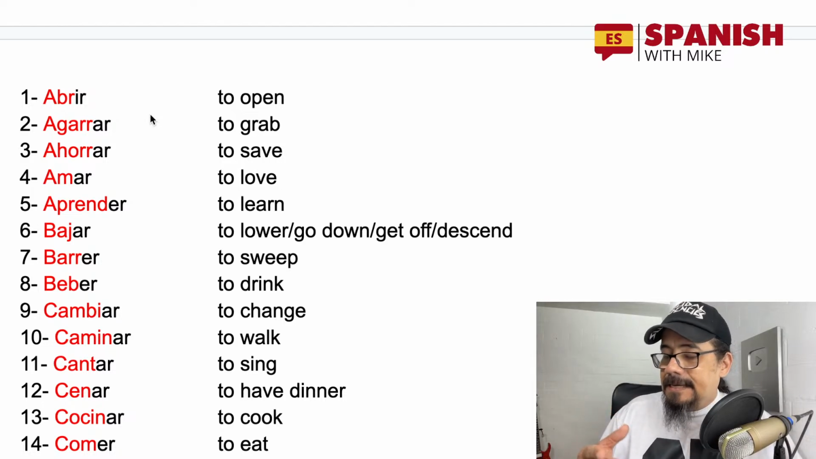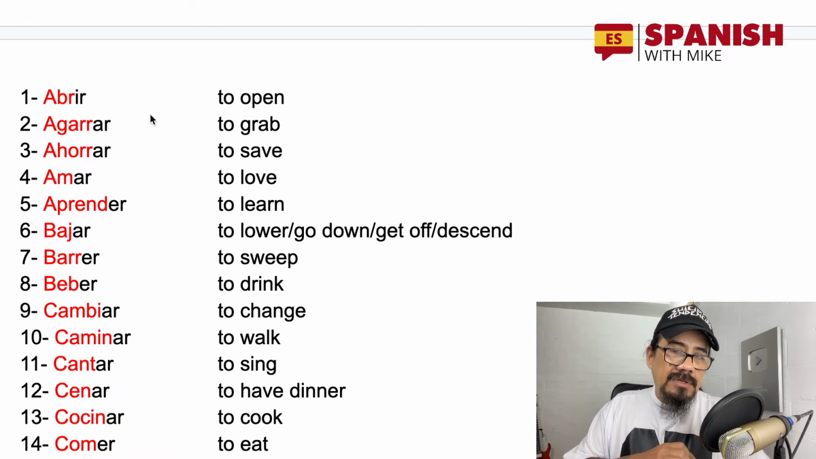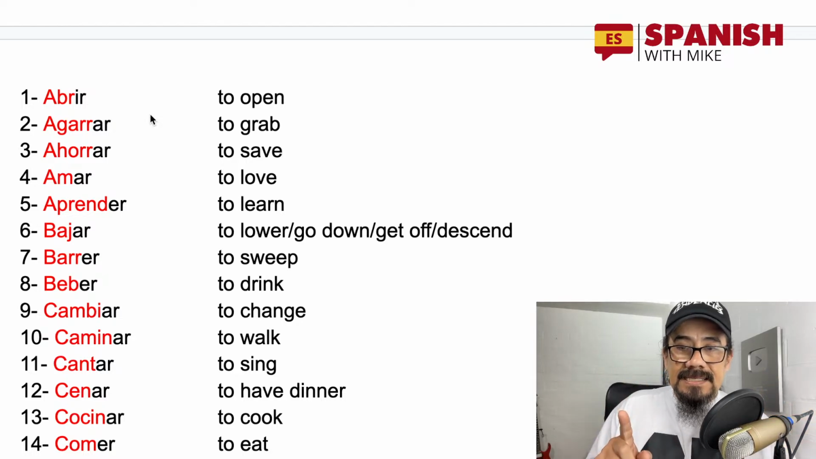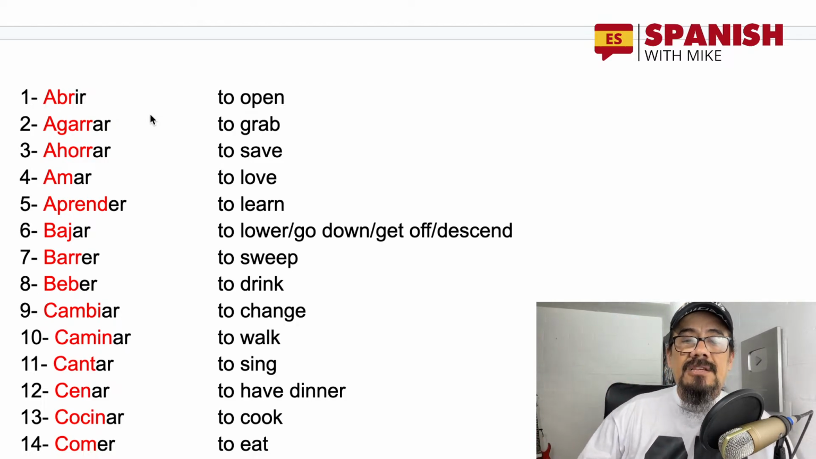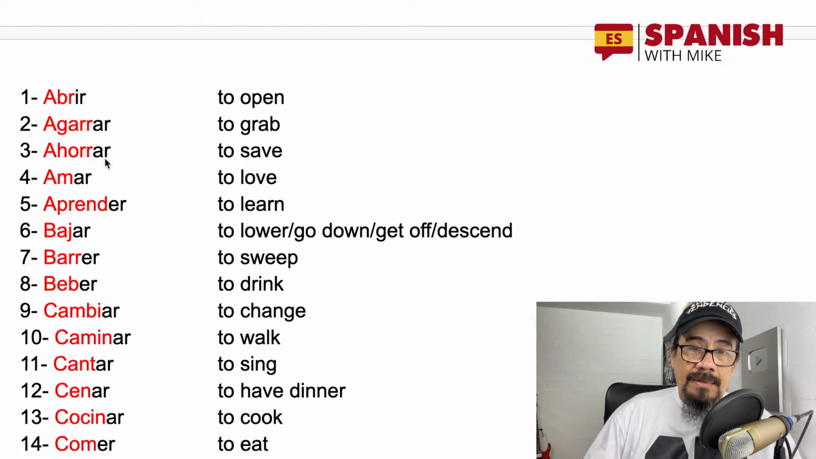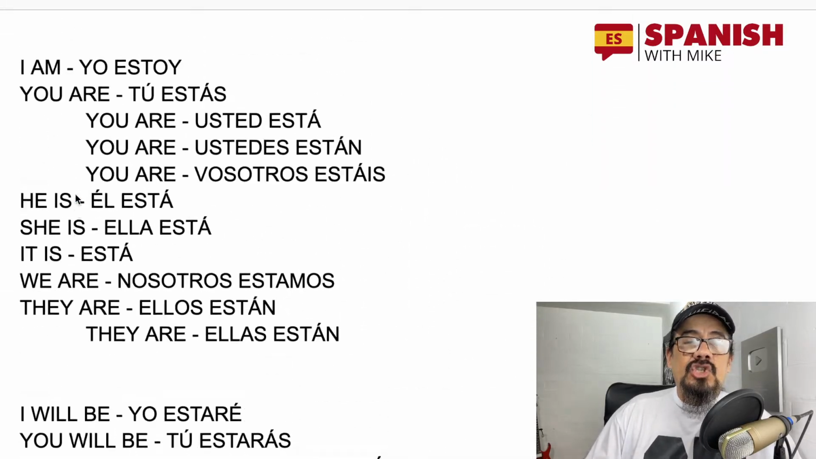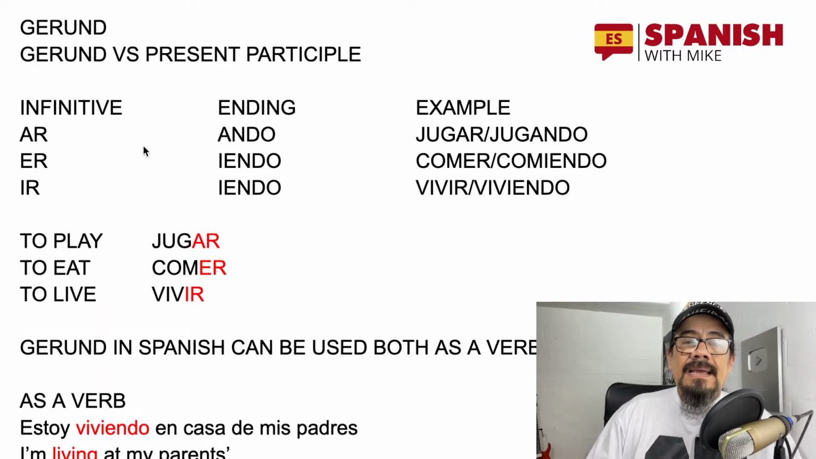So, as you can see, progressive tenses use the gerund in Spanish, gerundio, which really is, as I said before, the present participle in English. But remember, we are always saying gerund in Spanish because in Spanish it is gerundio, ando, endo, the ending. And it's pretty much easy because it's just to add ando for verbs ending in ar and yendo for the other verbs.